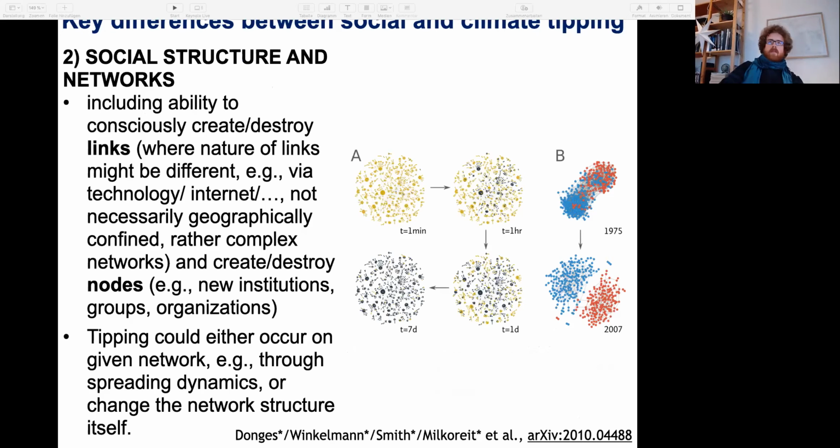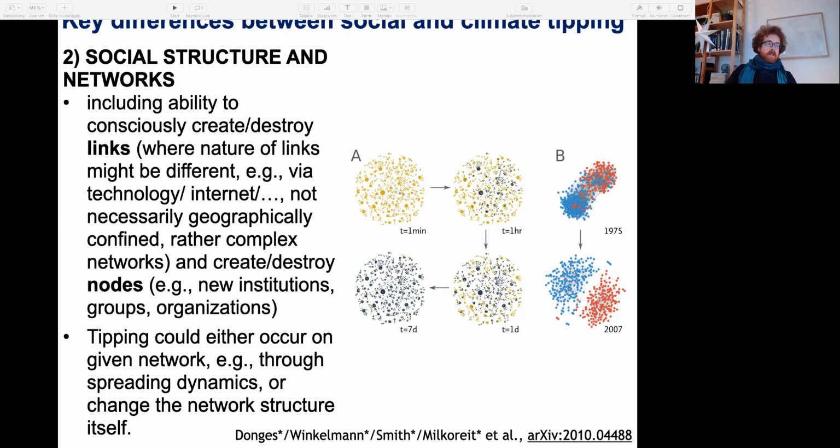The key differences now, okay, this is popping up. Network structures, social structure and networks are also very important. The element of networks is of course present in ecology as well, in ecological systems, in the biosphere, if you look at it from an Earth system perspective, but they are not as important, certainly in physical systems. So network structure and these effects for social tipping include the ability to consciously create and destroy links or nodes, where the links might be connections via infrastructures like the internet.